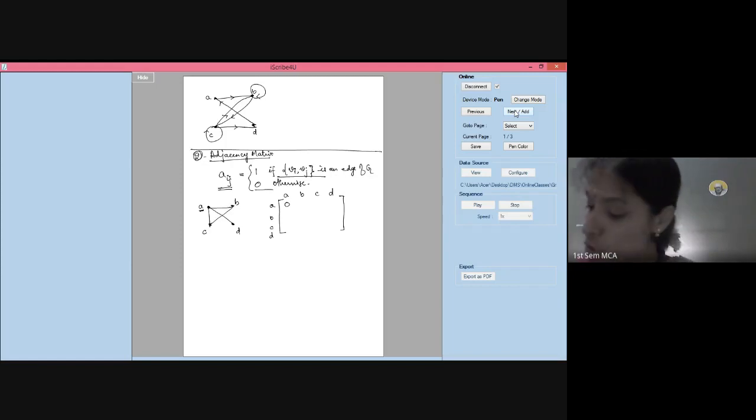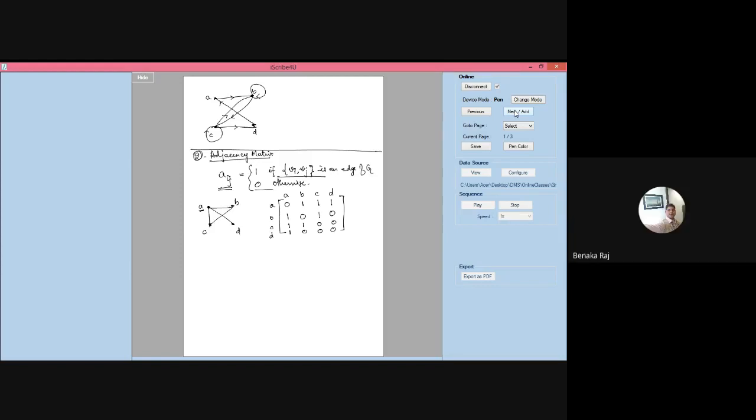A to B, there is an edge, so you will mark it as 1. A to C, there is an edge, so mark it as 1. A to D also, there is an edge. Mark it as 1. All right. Now B to A also there is an edge, mark it as 1. B to B, no loop, 0. B to C is 1, B to D, nothing. C to A is 1, C to B is 1, C to C is 0, C to D is 0. Next, D to A is 1, D to B is 0, D to C is 0, D to D is 0. Is it clear?